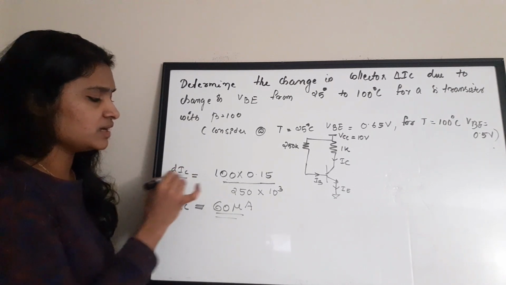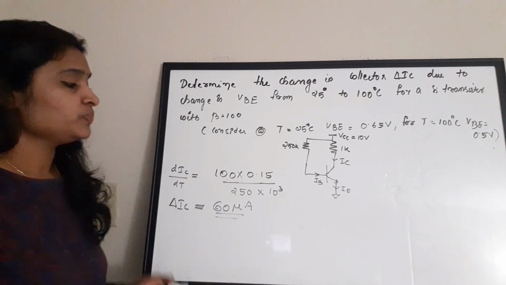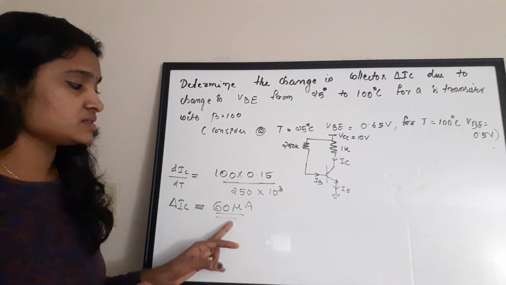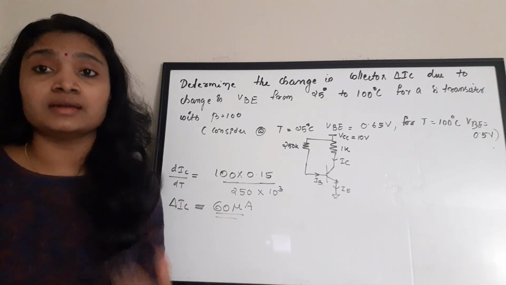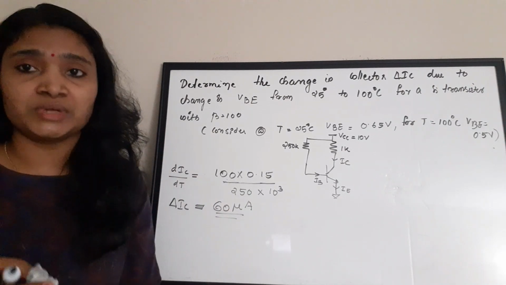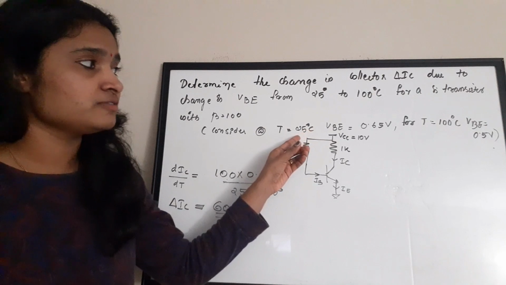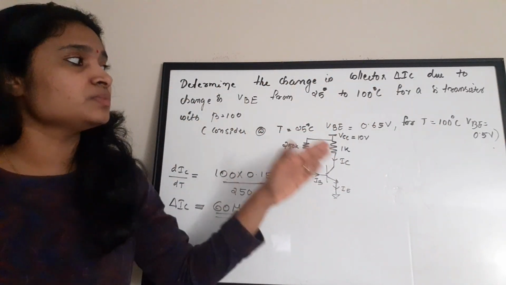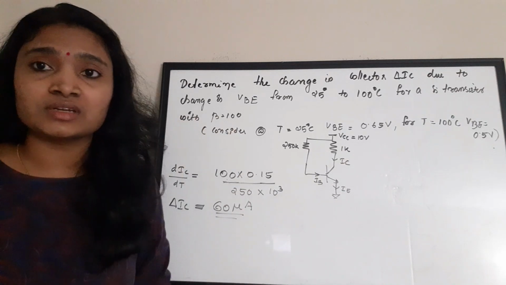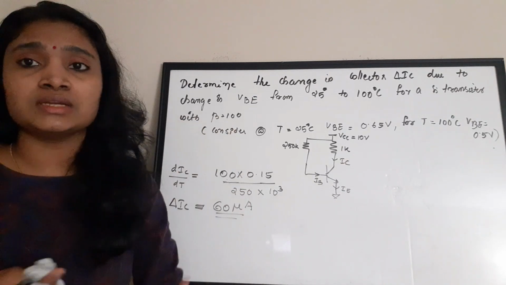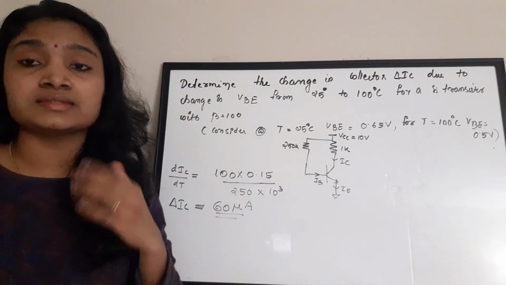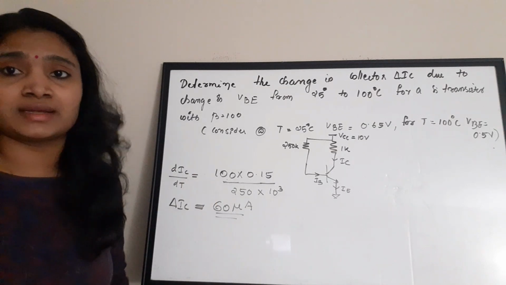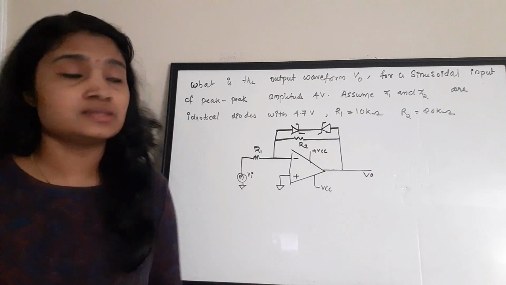It is actually dIC by dt. So what is the change in collector current? It is not the collector current itself. It is the change in collector current happening when the temperature is increased from 25 degrees to 100 degrees. Due to that change in temperature, the VBE is getting affected, and in turn, due to this change in VBE, the collector current is getting affected. And this much is the change in collector current. The next question is this.